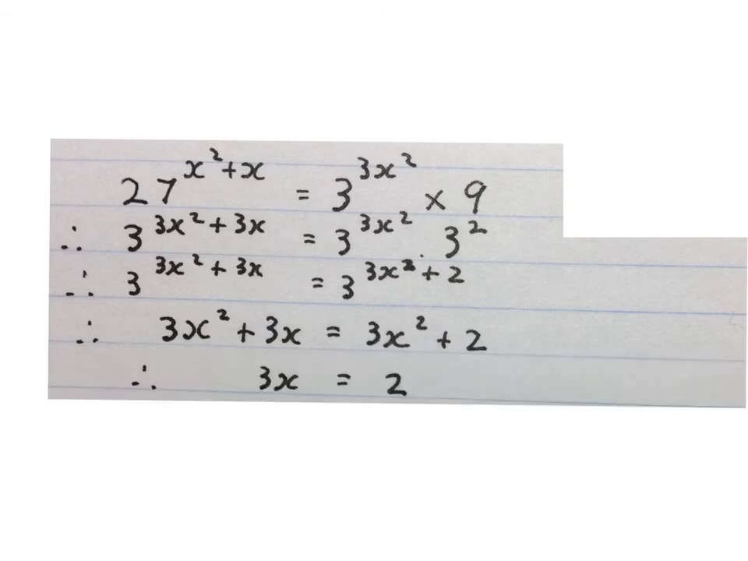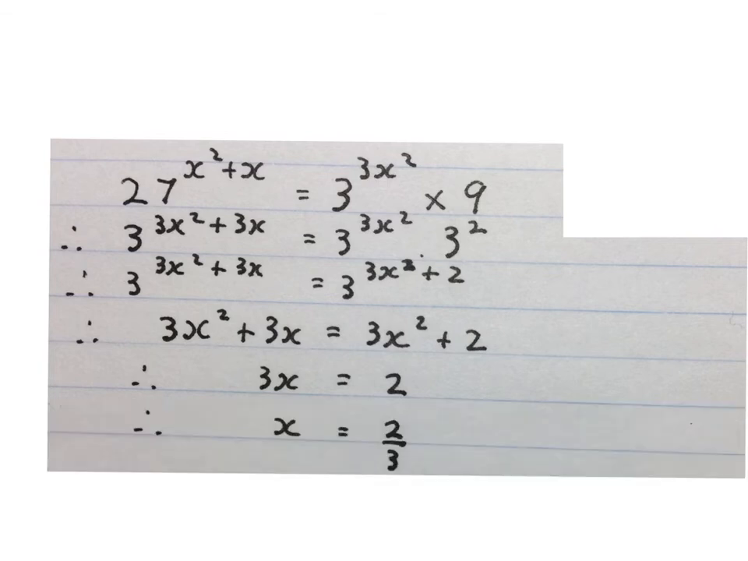We minus 3x squared on both sides. Then we have 3x equals 2. Divide by 3 on both sides, we get x equals 2 over 3, or 2/3. Please stop the video and get your brain around this one.